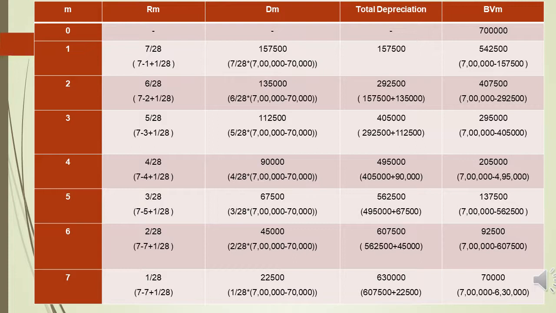So this is how we are going to calculate the depreciation, total depreciation and book value through the SOY method, or sum of years method. I hope this is clear. This problem is clear. Let's move on to the last type of problem.